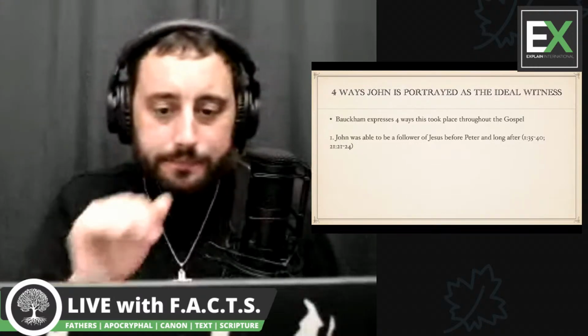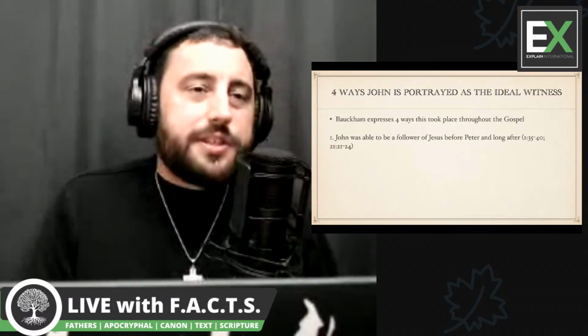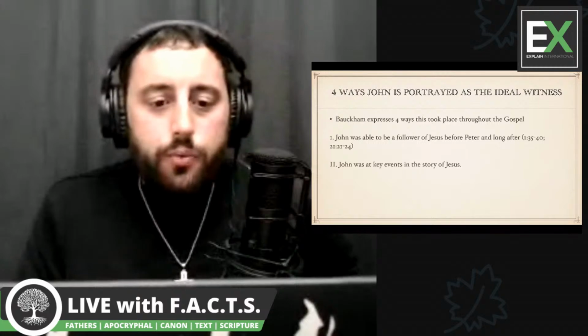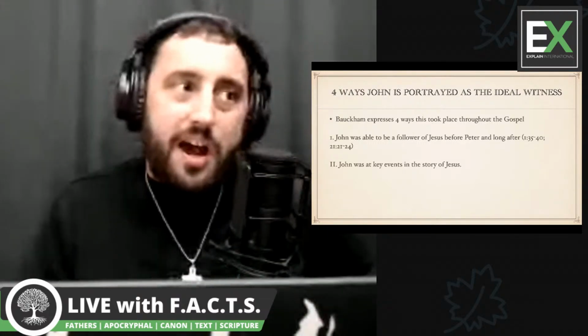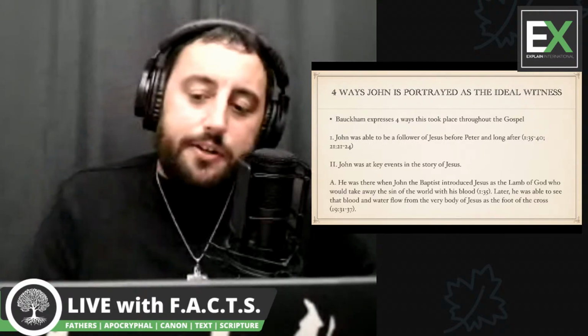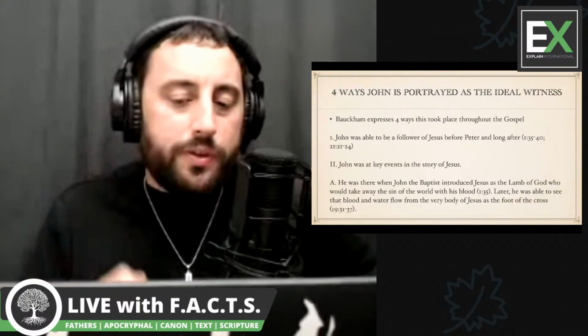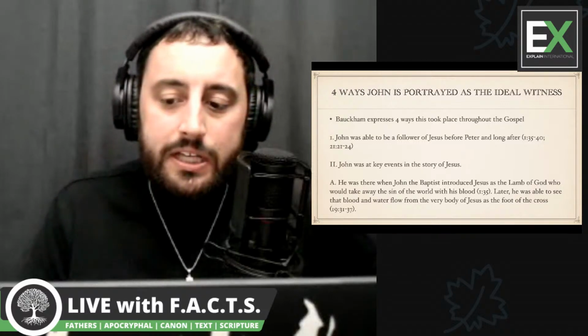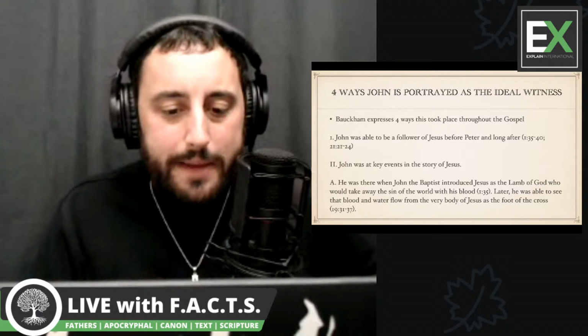And that would be John. And so John was with Jesus before Peter. He was there. John was at key events in the story of Jesus that Peter was not. Being in chapter 1, for example, he was there when John the Baptist introduced Jesus as the Lamb of God who would take away the sin of the world with his own blood. Chapter 1, verse 35. Later, he was able to see that same blood that was prophesied of by John the Baptist, and water flow from the very body of Jesus at the foot of the cross in chapter 19, 31 through 37.